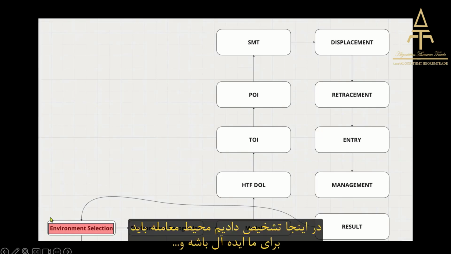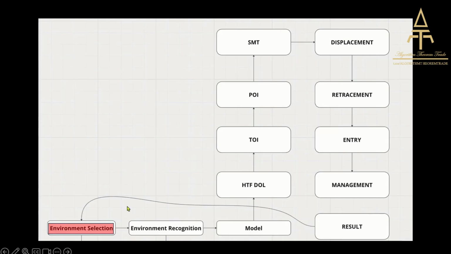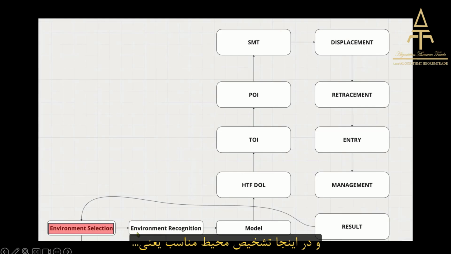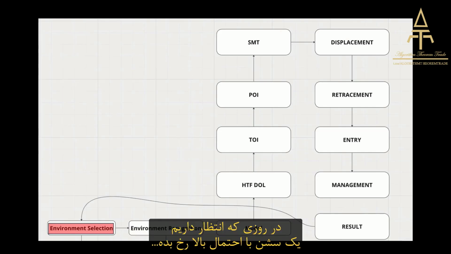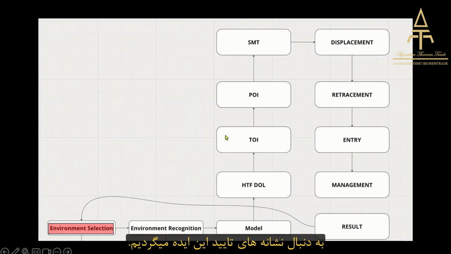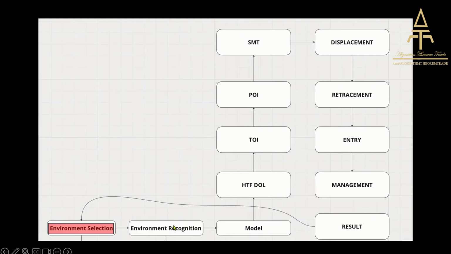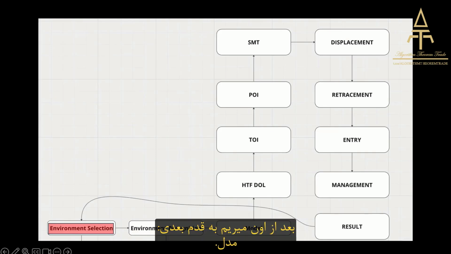As you can see, we have gone through the environment selection. We have established that an environment is likely to be high probable. We take a look at environment recognition, meaning during that day where we're expecting a high probability session to form, we begin to look for specific signs to confirm this. After that, we move on to the model part. And the model can be showcased as the following.